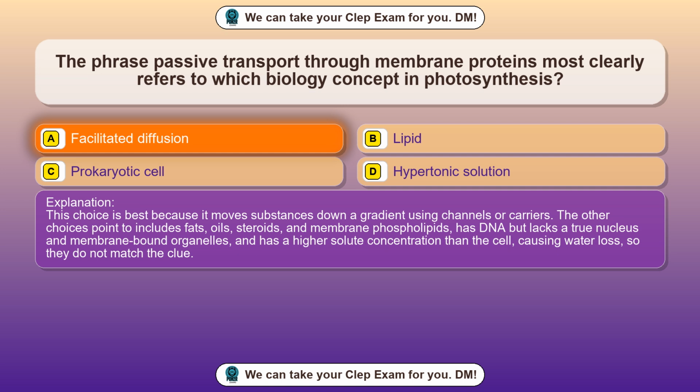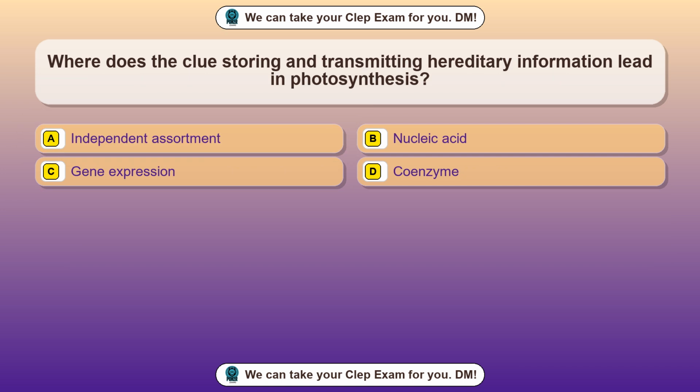clue. Question 43. Where does the clue storing and transmitting hereditary information lead in photosynthesis? Option A, independent assortment. Option B, nucleic acid. Option C, gene expression. Option D, coenzyme. The correct answer is option B, nucleic acid.